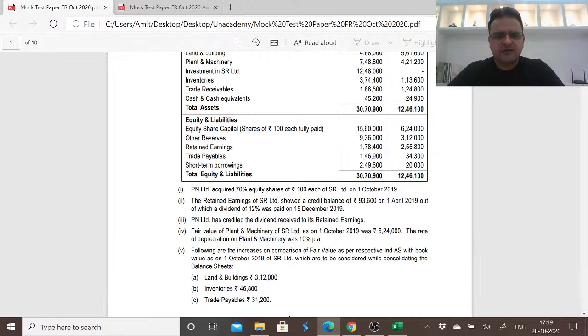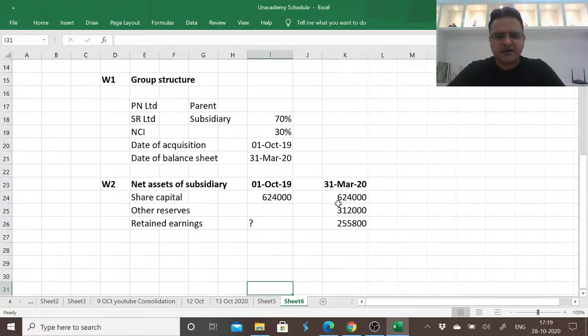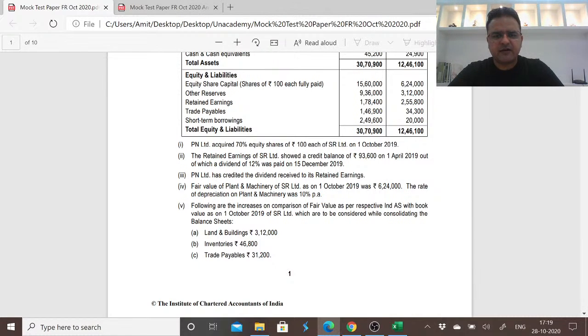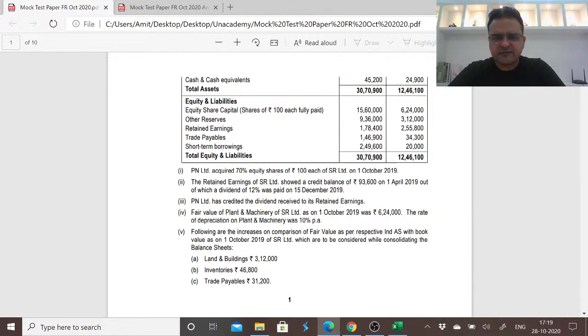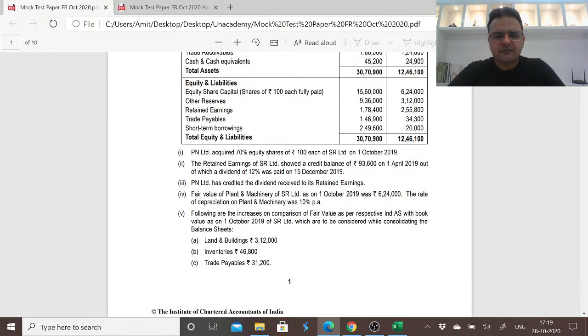Other than that, there is a fair value of plant and machinery. So there are fair value adjustments. In the fair value adjustments, we have plant and machinery, which we need to calculate on the date of acquisition as well as on the date of balance sheet. Now this plant and machinery is included as part of SR Limited at 421,200, but its fair value on the date of acquisition was 624,000.